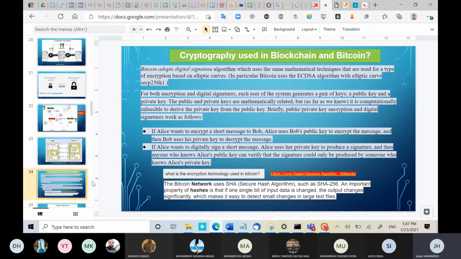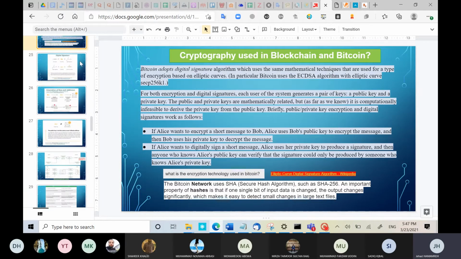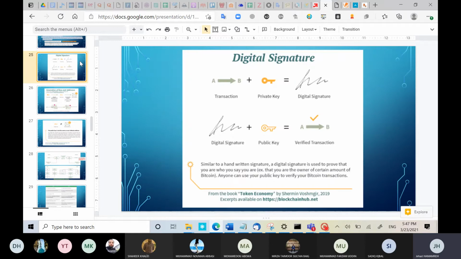So this is a brief, quick overview and summary about the digital signature and asymmetric key used in cryptocurrency. For example, the transaction happens as follows. Using a digital signature, you have the transaction, whatever, from A to B. You have the private key, you create a digital signature. Digital signature with public key, you verify the transaction. This is coming from the sender that I trust, that I know that he's sending this transaction.